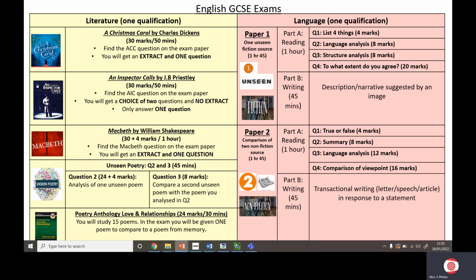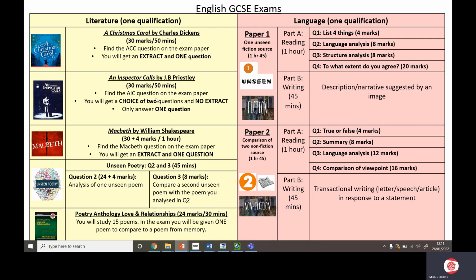Now, the reason why we do An Inspector Calls in year 9 is we use that as sort of a bridging text. That means it's an opportunity to expose you to GCSE style literature and learning. It gives you a taste of some of the content, and it means you can start to prepare for some of those skills that you will build on when you move on to year 10 and you are starting your GCSEs. We'll also study Macbeth by William Shakespeare, Unseen Poetry, and Poetry Anthology, Love and Relationships.